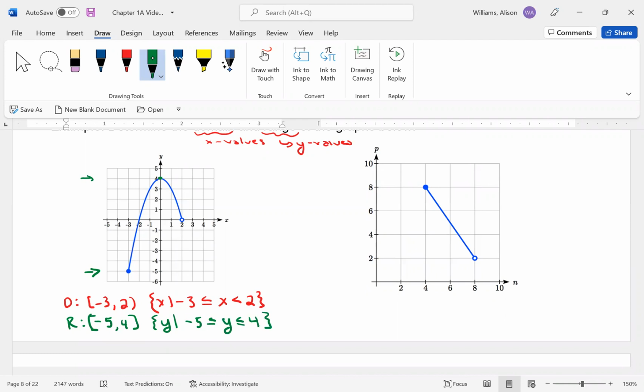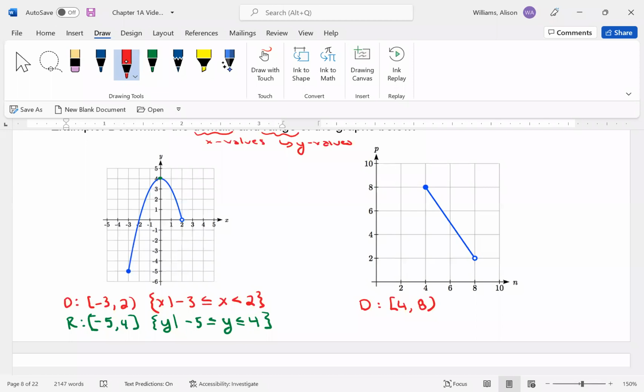All right, let's look at the next example here. Starting with domain, so left to right. The furthest left it goes is 4, the furthest right is 8. So the domain is ranging from 4 to 8. Because there is a closed circle at 4, it would be a bracket, and then 8 would be an open circle again, so it's a parenthesis. Sorry, I'm trying to make it look more parenthesis-ish. There we go.